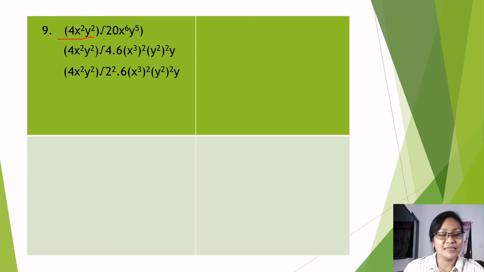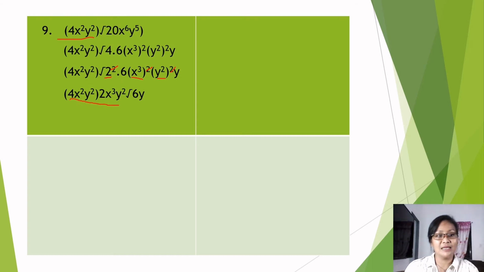And then extract the root. So cancel 2, and cancel 2. Bring out those perfect roots. So we have now 4x squared y squared multiplied by the perfect root 2 x cubed and y squared, square root of the non-perfect root, we have 6y.